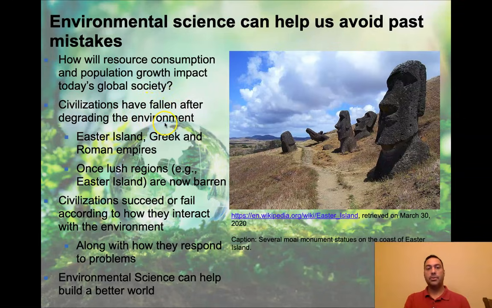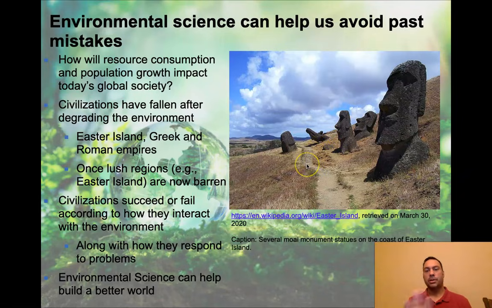Civilizations have fallen after degrading the environment. This is not some benign concern. It happens. It's happened on smaller scales, and now people are starting to look at a more global scale. So Easter Island, which is located in the East Pacific off the coast of South America, is a classic example of this. This is where we see what used to be a lush forested area.